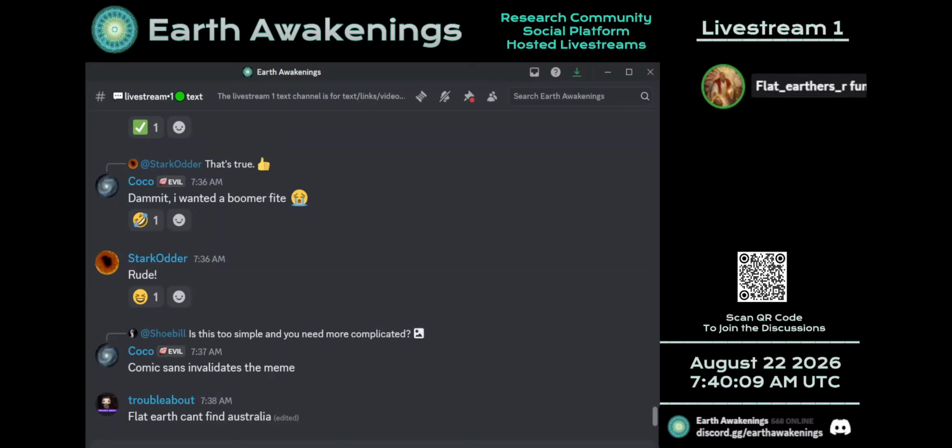Does that map have lines of latitude crossing over each other?